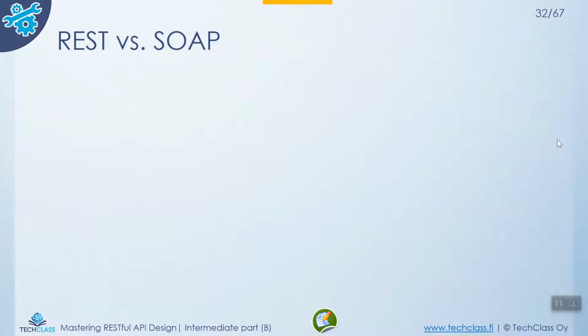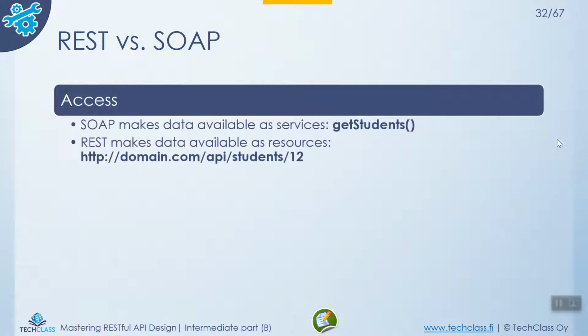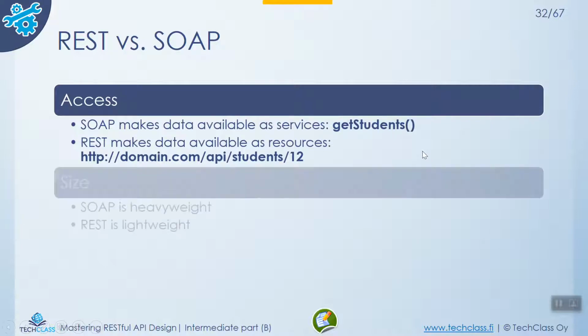Now let's briefly compare REST with SOAP. For access, it's very interesting and noticeable. When you want to make some data available as a service in SOAP, you should call a function, exactly like a program function, like get students. But here you can see we have API endpoints, which we call students and then this number. Imagine there's no number here, so we are getting the whole students list. So that is one difference.